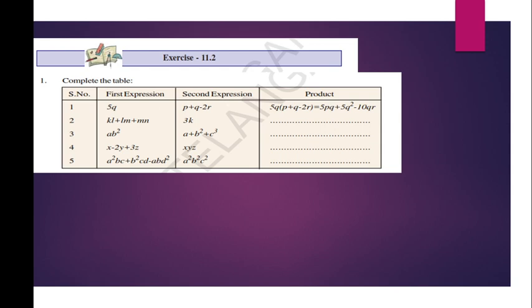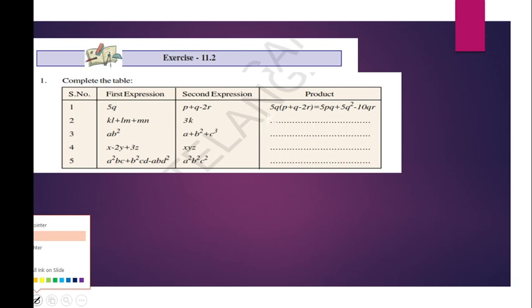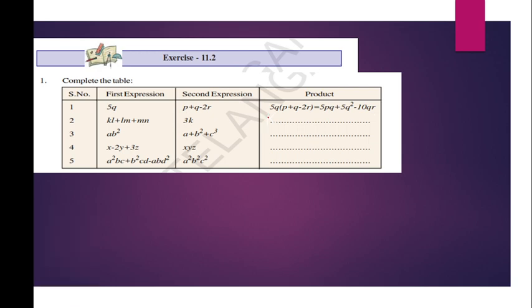Now the first one is done for all of us. 5p into p plus q minus 2r is 5pq plus 5q square minus 10qr. Now look at the second one. Now let me change the color of the ink. We'll go with red.